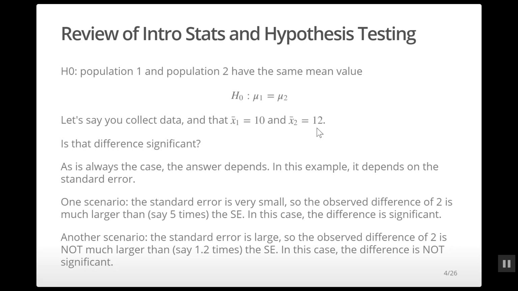On the other hand, maybe there's a lot of variation that exists in population 1 and population 2, and so the standard error is going to be large. So maybe the observed difference of 2 is not much larger, maybe only 1.2 times the standard error, or maybe it's even smaller than the standard error itself. And in that case, the difference is not going to be significant.